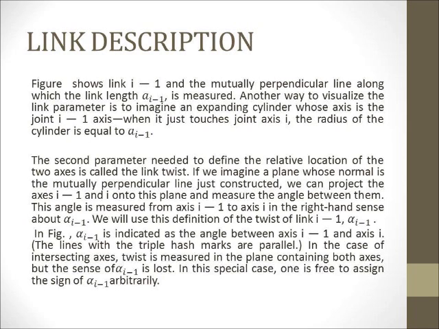We will use this definition of the twist of link i-1, alpha i-1. In the figure, alpha i-1 is indicated as the angle between axis i-1 and axis i. The lines with the triple hash marks are parallel. In the case of intersecting axes, twist is measured in the plane containing both axes, but the sense of alpha i-1 is lost. In this special case, one is free to assign the sign of alpha i-1 arbitrarily.